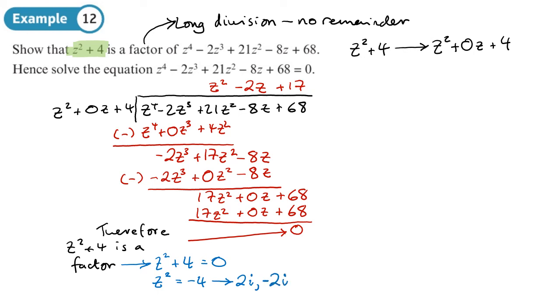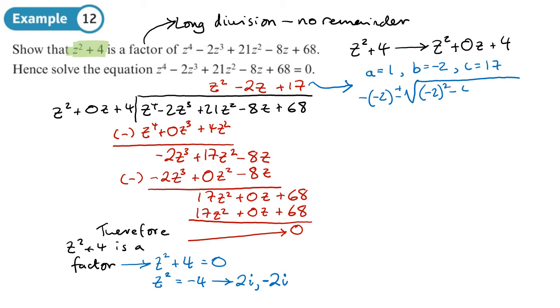To get the other 2 roots, we look at this and we want to factorize that. I'm going to use the quadratic equation. Factorize, we'll find out what the roots are. With c as 17, so minus negative 2 plus or minus square root of b squared, negative 2 squared, minus 4 times a times 17. That 4ac is bigger than b squared, and it's negative, so it looks like I'm going to have two more complex conjugate roots.